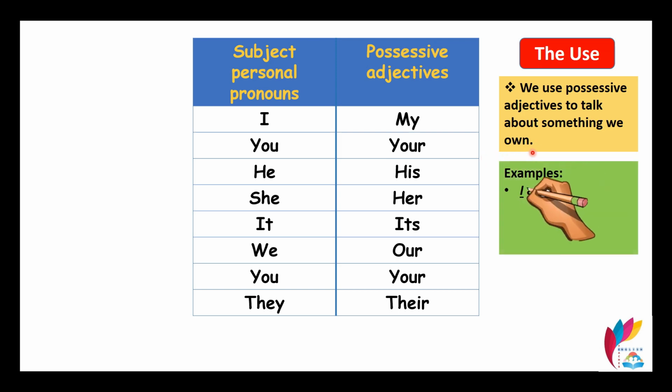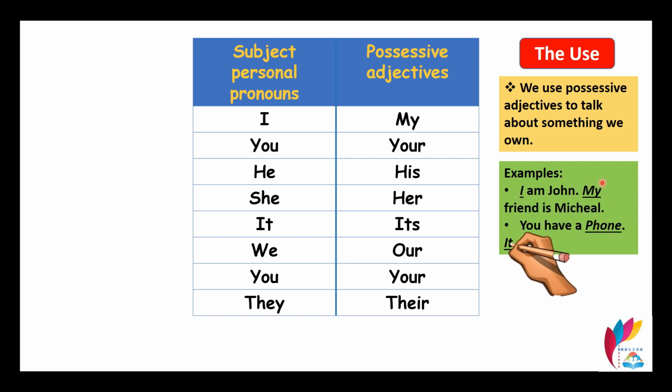For example, I am Joan. My friend is Michael. You have a phone, okay? A phone. Its color is gold. Okay, so color, its color. This "its" refers to the phone, okay? Its color.